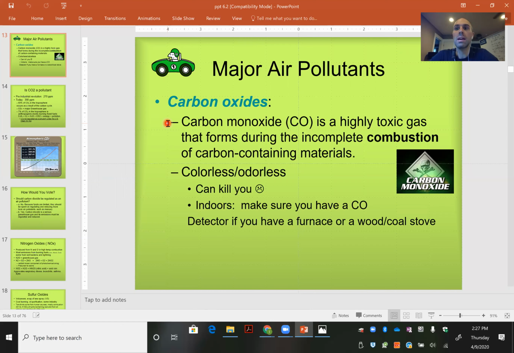You know this, right? We have CO detectors in your home by any open flames, your furnaces, your hot water heaters. It can kill you. Indoors, make sure you have the CO detector. If you still have a furnace or a wood or coal stove, anything that undergoes incomplete combustion will emit carbon monoxide. Just to let you know that. So moving on.